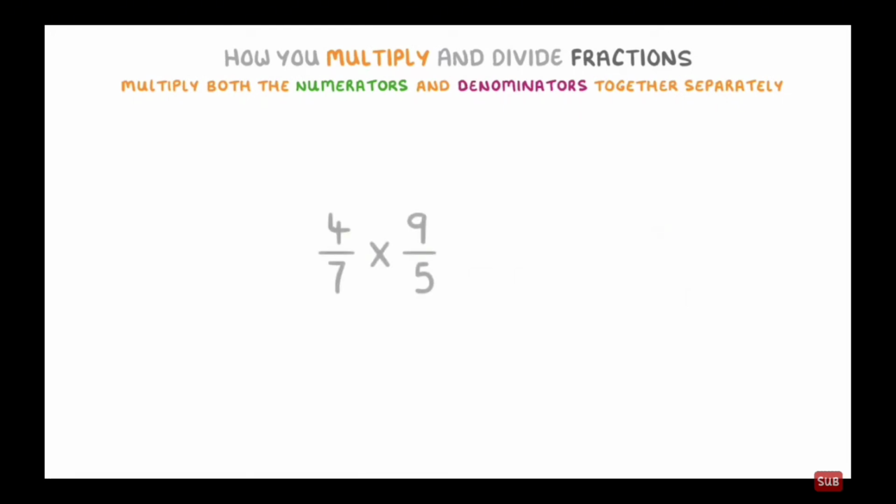For this next question, we have to multiply 4 over 7 by 9 over 5. So we multiply 4 by 9 to get 36, and then 7 by 5 to get 35. So we end up with 36 over 35 as our answer. And this time there's no need to do anything else, because that can't be simplified.